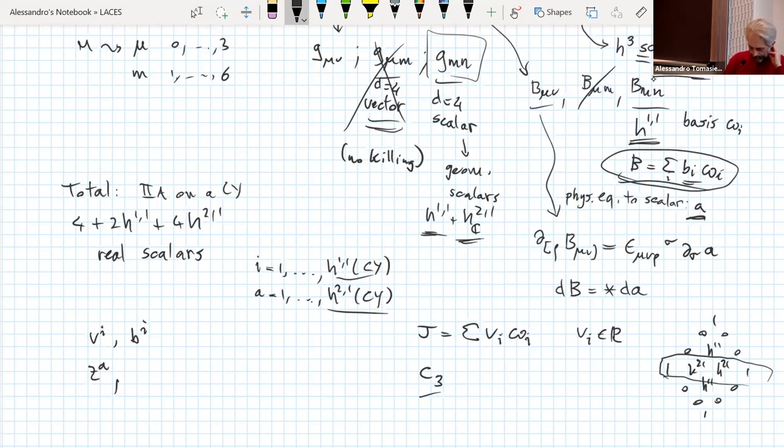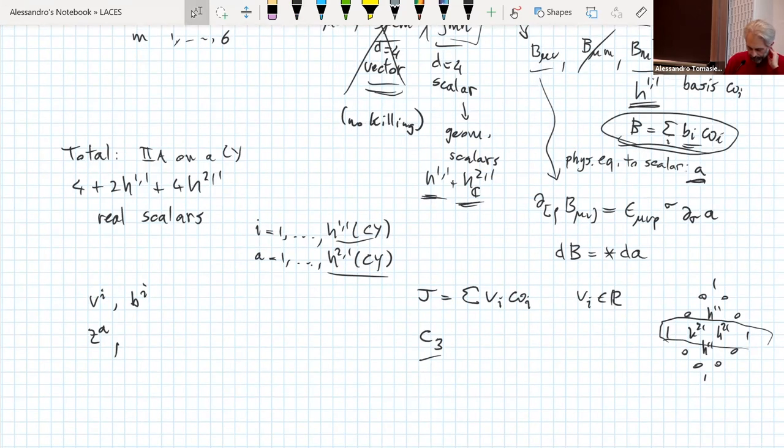And we need the basis. The basis is usually introduced as follows. I need a preliminary remark. Strictly speaking, we don't need this. I could just introduce a new index that goes from 0 to 2 plus 2 H21 and introduce a basis for H3, which is this row of the Hodge diamond. But traditionally, one does something else.